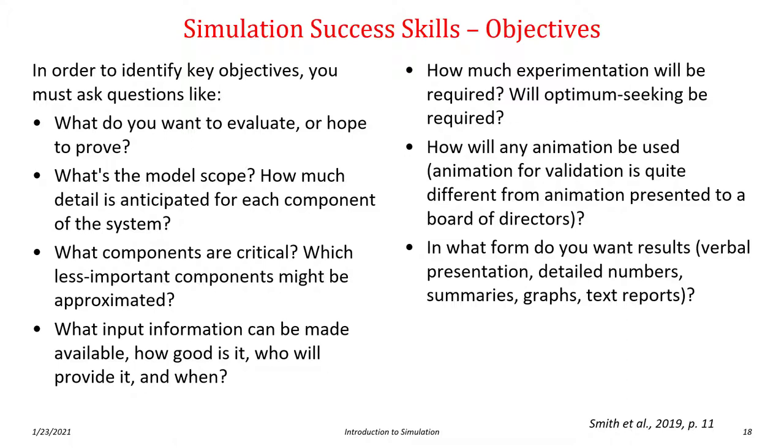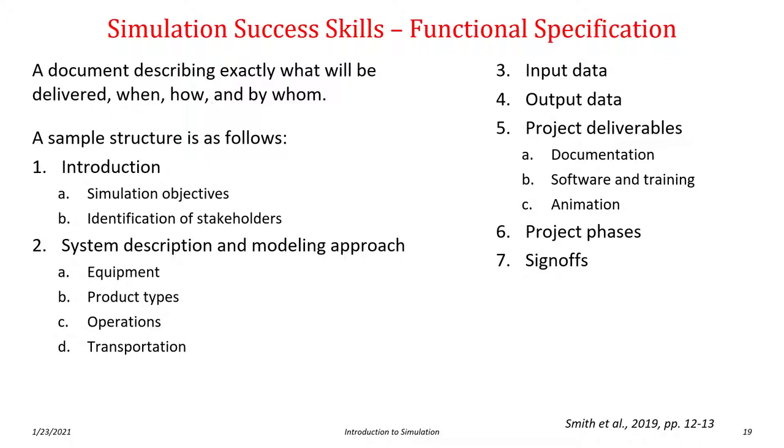As part of the planning process, it's also important to develop something called a functional specification that you and the stakeholder who is commissioning the work agree to. So this is a document that's describing exactly what will be delivered, when, how, and by whom. The sample structure for this document that we provide here is as follows. We have an introduction, which includes the simulation objectives. So again, the specific objectives that we're trying to achieve.